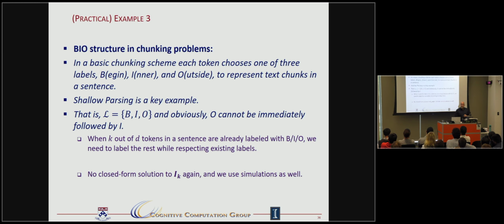Finally, the last example is a very typical problem in natural language processing, BIO structure in sequential prediction. BIO stands for begin, inside, outside. Typically when we think about chunking, shallow parsing, named entity recognition, this is one of the conventions that we use. Every token in the word I'm going to label with either B or I or O. And of course there are some constraints. For example, O cannot be immediately followed by I. If it's not an O, it has to be a B there. So I have some constraints. And again, I don't have a closed form solution to i_k, but we can do simulation.